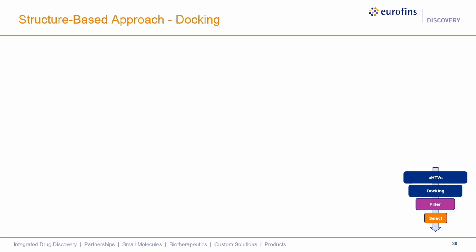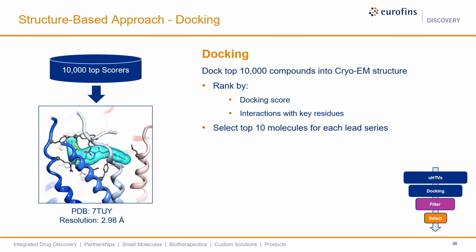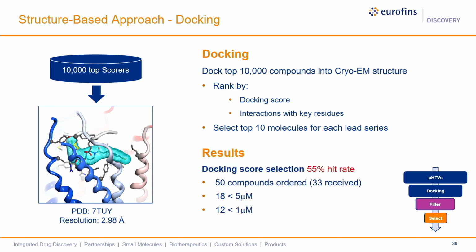So what about the structure-based approach? For the structure-based approach, we started with a Cryo-EM structure of resolution 2.98. A lot of very rigorous effort goes into the structure-based modeling, where first you have to do quality check on the structure, loop modeling, as well as make sure that the structure is correlating with the SAR series of each different chemical series. So we docked these 10,000 compounds into the GPR183 Cryo-EM structure and selected around 10 molecules for each of the lead series that we had, so a total of 50 compounds. From that, we received 33 compounds, and out of 33, 18 had potency less than 5 micromolar.